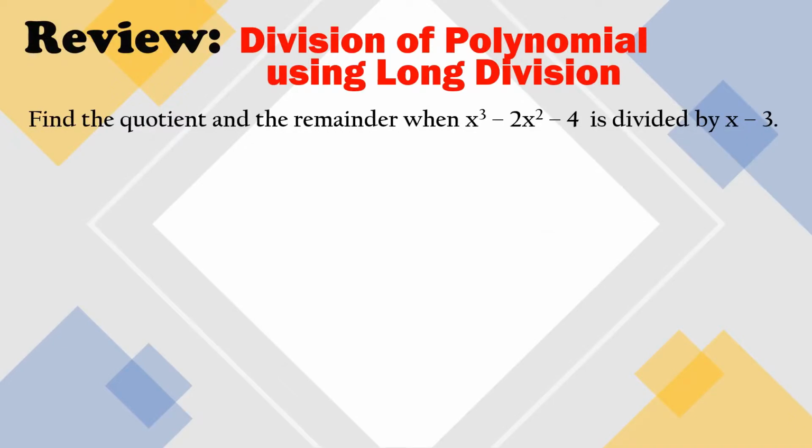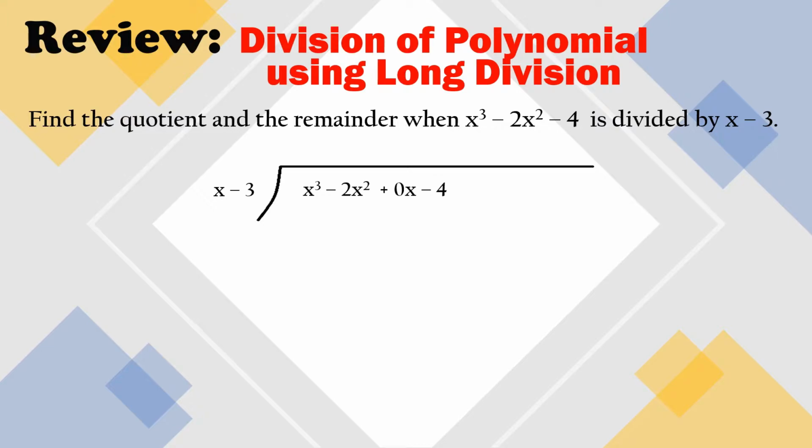Before we proceed with the topic, let's have a review first of division of polynomial using long division. So suppose you want to find the quotient and remainder when x cubed minus 2x squared minus 4 is divided by x minus 3 using long division. So we're going to have a division bracket, inside is our dividend, which is x cubed minus 2x squared plus 0x minus 4, and outside is our divisor.